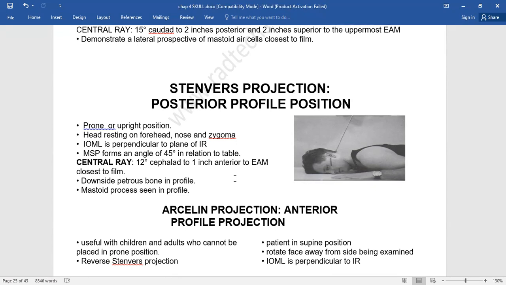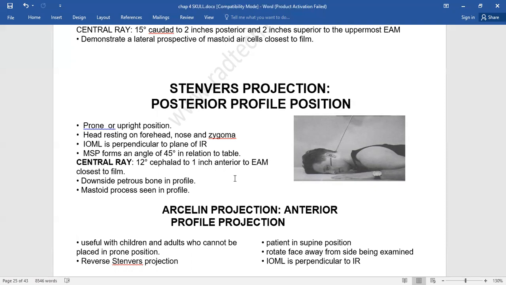So medyo naka-rest ang head sa forehead, nose, and zygoma. So this is performed to demonstrate the downside petrous bone profile or the petrous ridge, petrous bone near the table, as well as the mastoid process. Another one, profile projection then. So, ang standverse is posterior.